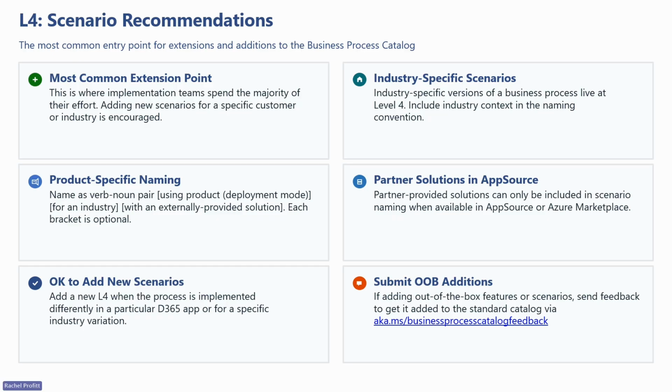As has been mentioned at other levels, if you identify something that should exist as a part of the standard catalog, there's a path to submit that feedback rather than maintaining it on your own. So we do highly recommend that if you find something that should be in the standard catalog, please report that to us at aka.ms/business process catalog feedback. The goal at this level is clarity, taking the standard catalog and mapping it cleanly to how a solution is actually delivered for your business.